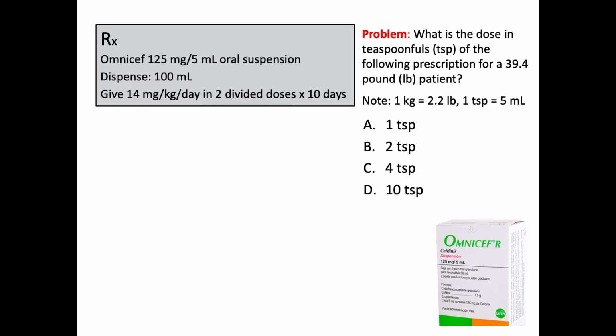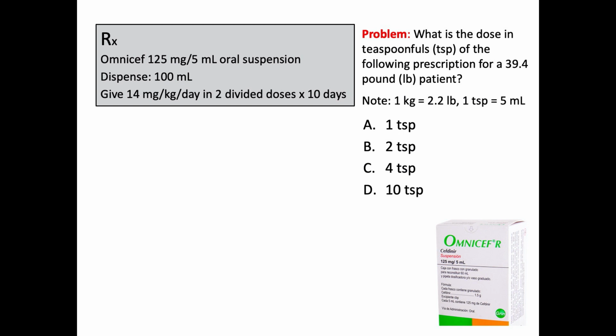Our next question is a very common dosing problem that you'll experience in pharmacy. Let's first start by reading and interpreting the prescription on the left-hand side. Essentially what has been prescribed is a drug called Omnicef, an oral suspension that has a concentration of 125 milligrams per 5 milliliters. It was prescribed to dispense 100 milliliters of that suspension. The dose was to give 14 milligrams per kilogram per day in 2 divided doses for 10 days. Okay, so kind of a complicated SIG there.